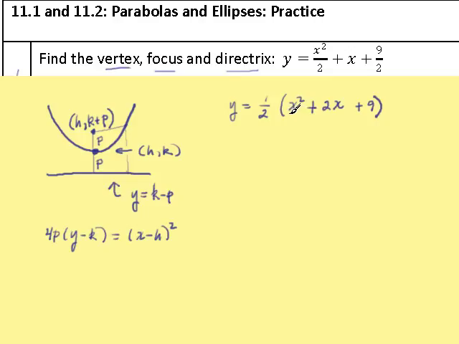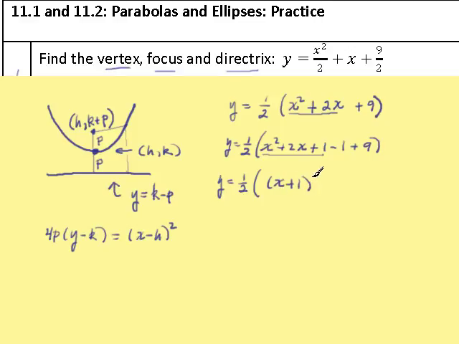All right, ready to start completing the square. So we're going to use these two terms to do that. So that would be x squared plus 2x. Half of 2 is 1, squared is 1. So half the middle term squared is 1, so we're going to add 1, subtract 1. Now this is our perfect square. So let's factor that as a perfect square. So that's (x plus 1) squared. And here we have plus 8.